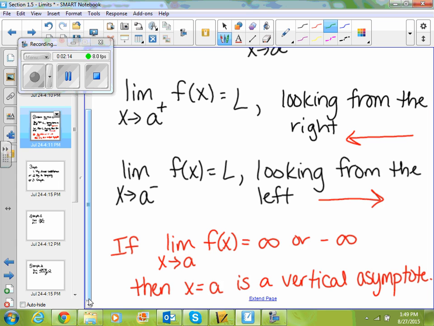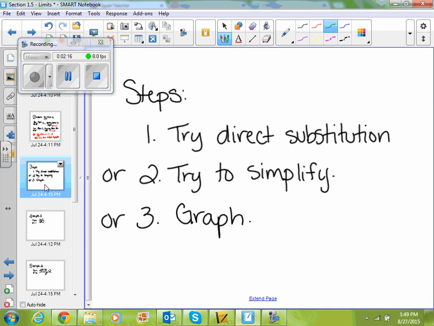Okay, so we're going to go way back to our algebra skills when trying to solve these limits. The easiest way to solve a limit is just to use direct substitution. If direct substitution doesn't work, then our goal is to try to simplify the problem. And if neither one of those works, then we're going to estimate our limit using a graph.